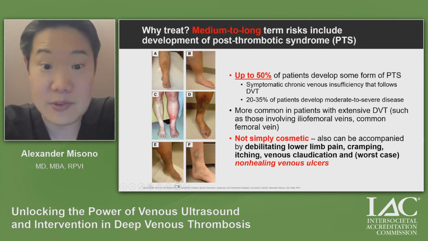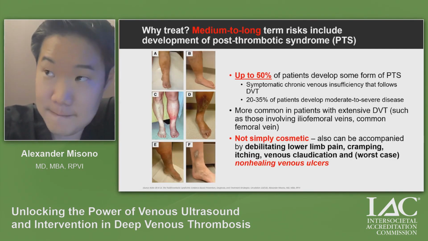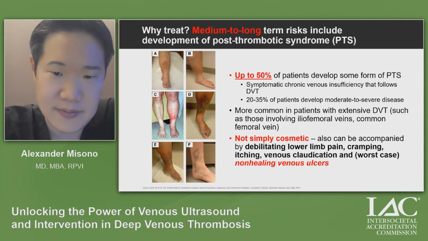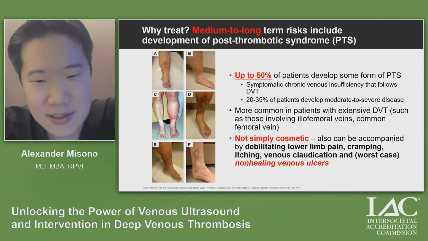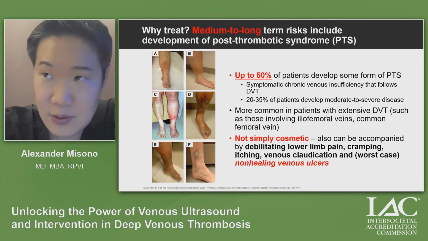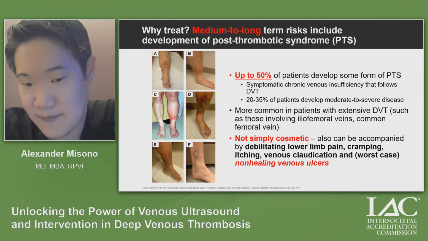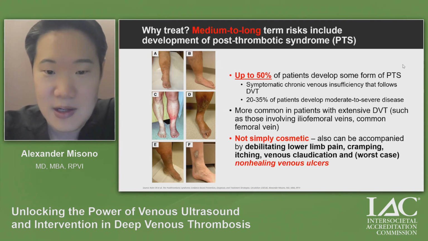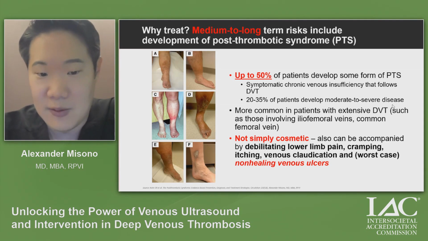Why treat in the medium to long term? Well, it turns out that blood clot is not so nice to have, not just acutely, but it can evolve into something much more persistent, into a chronic disease in a large fraction of our patients. So when we look at the epidemiological studies of patients with deep venous thrombosis, it turns out that up to 50% of our patients with deep venous thrombosis develop some form of post-thrombotic syndrome.